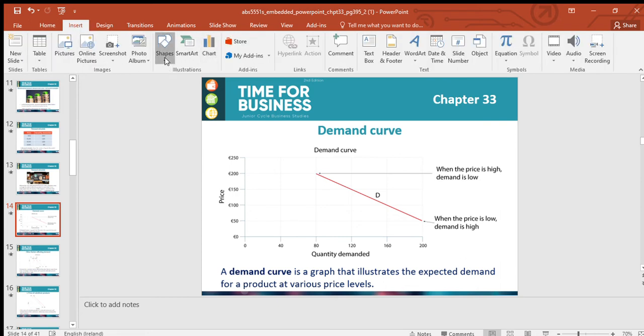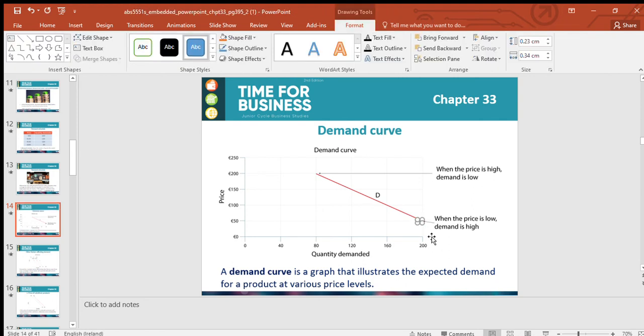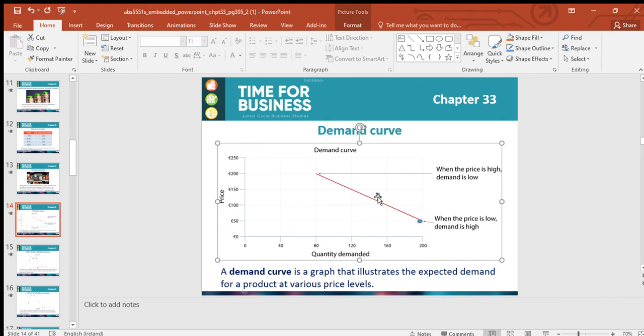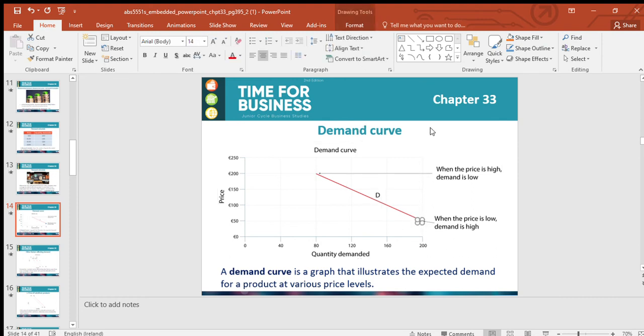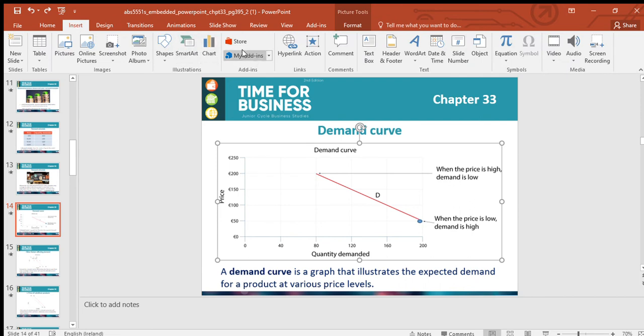I'm trying to include this here, and I'm going to say, okay, so when the price is €50, my demand is 200. So I'm going to draw a little dot here. The price is €50, demand is 200. When the price is €100, demand is 160. So I'm going to put my second dot. If it'll allow me, it's not. I'm going to have to insert again.